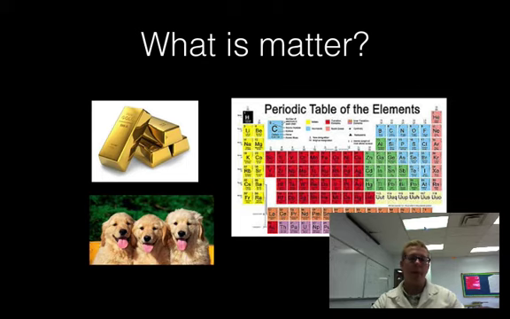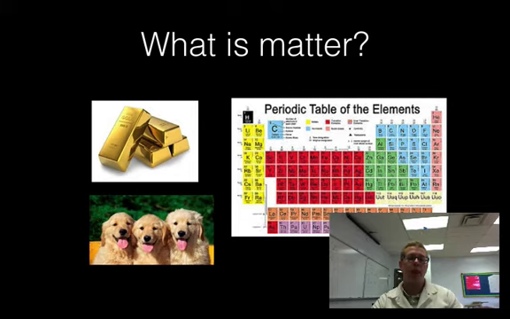Let's start off with what is matter. Matter is what everything in this world and the universe and the galaxy is made up of. I have two pictures here. One is of gold bars, and then we have three dogs that are also pictured there. Those are all made up of atoms, and specifically they are all considered matter. Gold is an element, and so it is only made up of one type of atom, whereas the dogs are made up of compounds and multiple different elements and lots and lots of atoms.